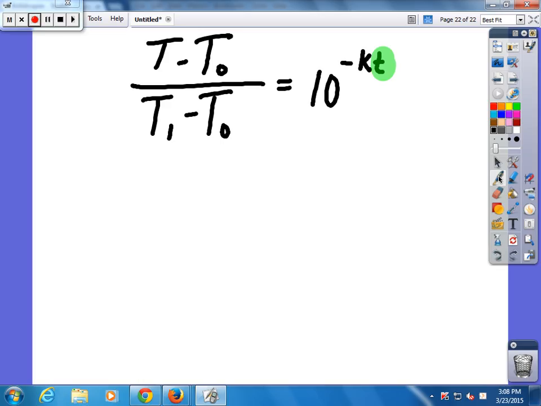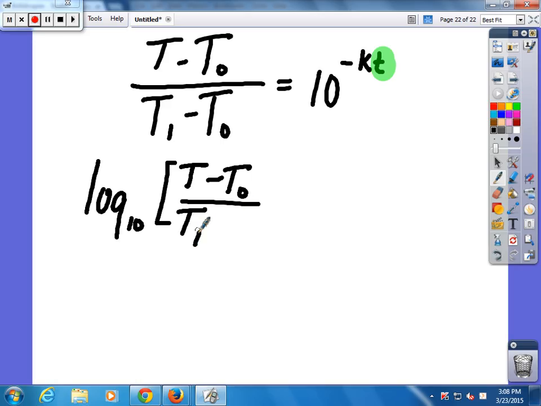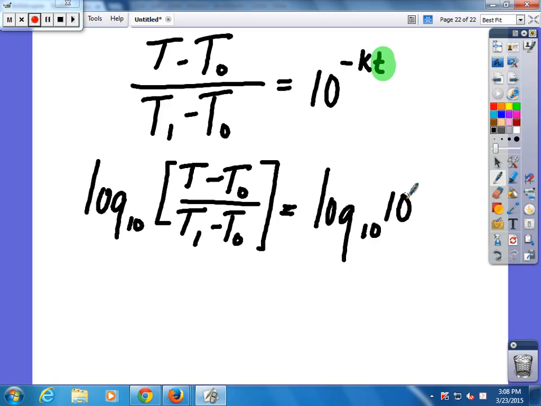So I'm going to take log base 10, which I'm going to write out. Log base 10 of T minus T sub 0 over T sub 1 minus T sub 0 is equal to log base 10 of 10 to the negative kt power. Now what's the rule when the base is equal to this guy? It should be.